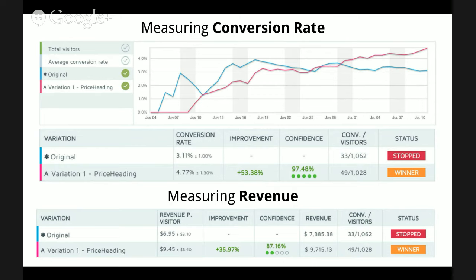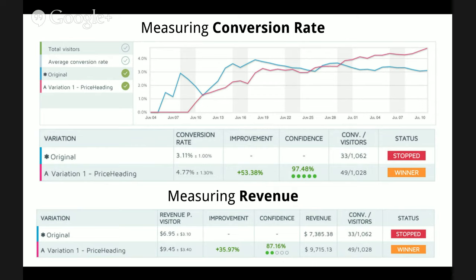So the question is, what matters to your business? Because if we blindly follow conversion rate, we could end up, theoretically, with less revenue or less of whatever it is that's important to you. And I tried to find a test where the conversion rate was higher but the revenue was lower. But generally, yes, they do tend to correlate, but they're not exactly tied together.